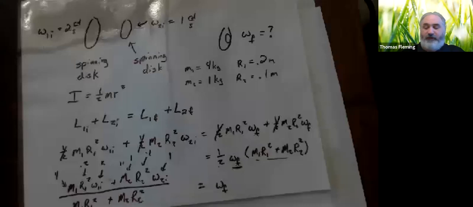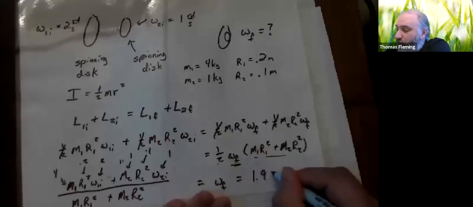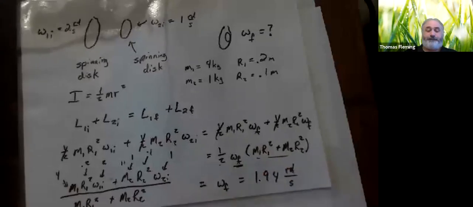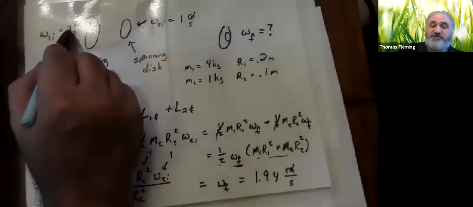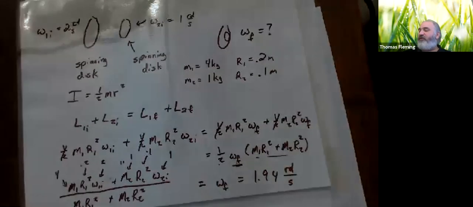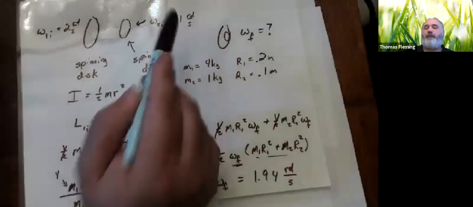And so the answer is that these guys end up traveling at 1.94 radians per second. Notice it's a little bit slower than this guy was going originally, but it's also faster than this guy was going originally. Why is this number so much closer to the original 2 and further away from the 1? Any ideas?